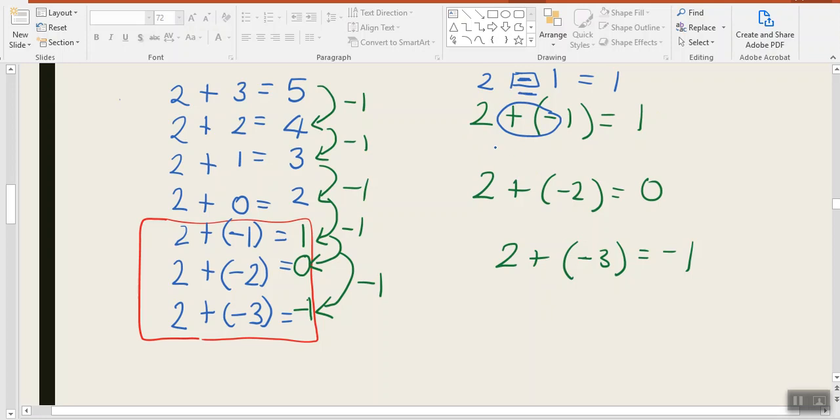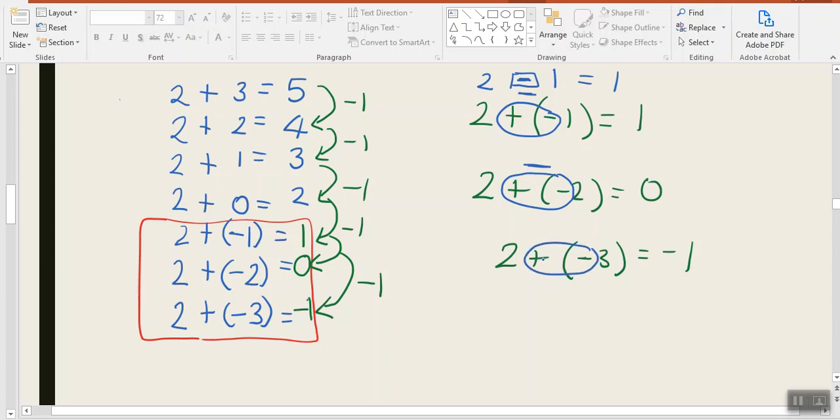To give me 1. So 2 take away 1 is 1. Let's try this one. If I've got 2 and 2 and I want it to equal 0, I can't go 2 plus 2. 2 plus 2 is 4. But if I change these two signs to a takeaway, 2 take away 2 is 0. And this one down here, the same thing.